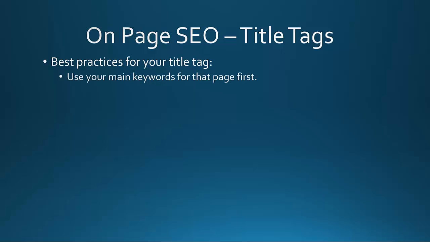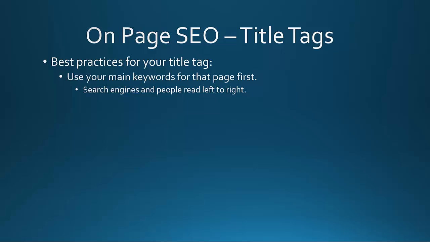Best practices for your title tag. Use your main keywords for that page first. Now, if I'm analyzing somebody's website, the first thing I look at is their title tags. What are they using for their title tags? Use your main keywords for that page first, and try and put them first. Search engines and people read left to right. Just like you're reading, search engines will look at that and say, oh, that keyword has more importance because it's found over here. And that's how their robots scan a website.